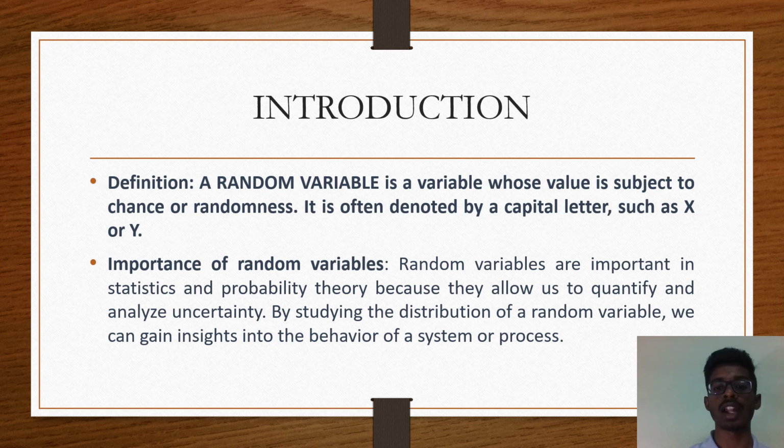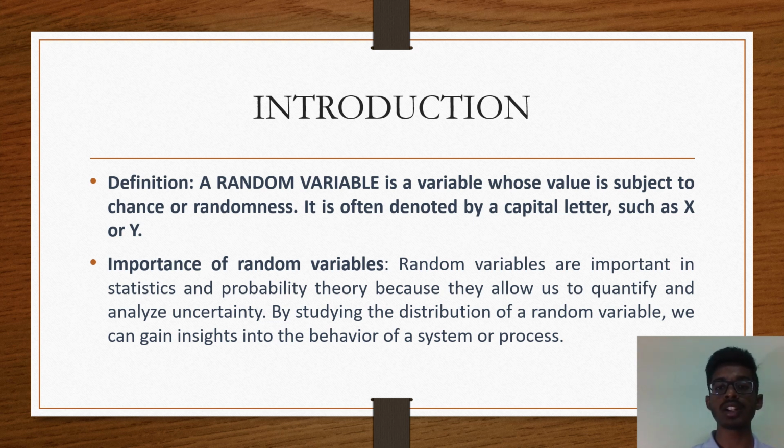Some examples of random variables include the outcomes of coin flips, the number of heads in a sequence of coin flips, the sum of two dice rolls, the height of a randomly selected person, and the temperature on a given day. These are situations in probability which may involve random variables. Now, what is the importance of random variables in these kinds of situations? Let us have a look.